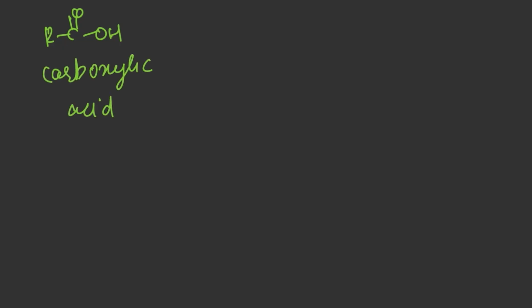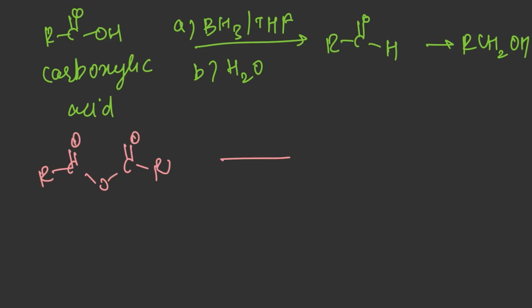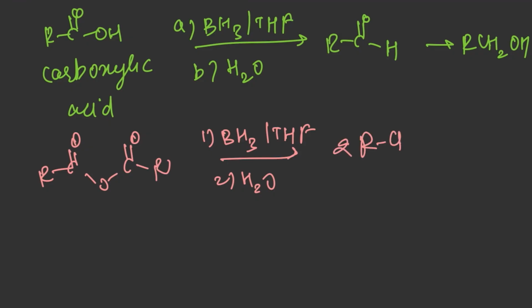Now let's check some more questions. We have carboxylic acid. First it reacts with BH3 and THF, second with H2O. So it forms aldehyde, then further reacts to form CH2OH. Next, ketone RC=O, first it will react with BH3 THF, second H2O. It will form 2R CH2OH.